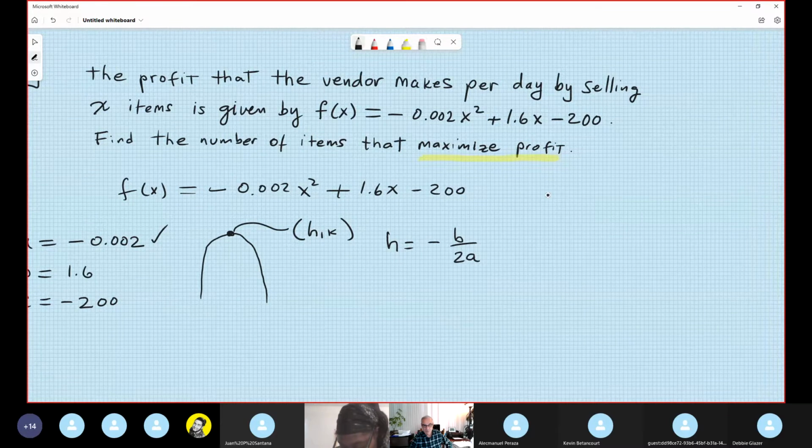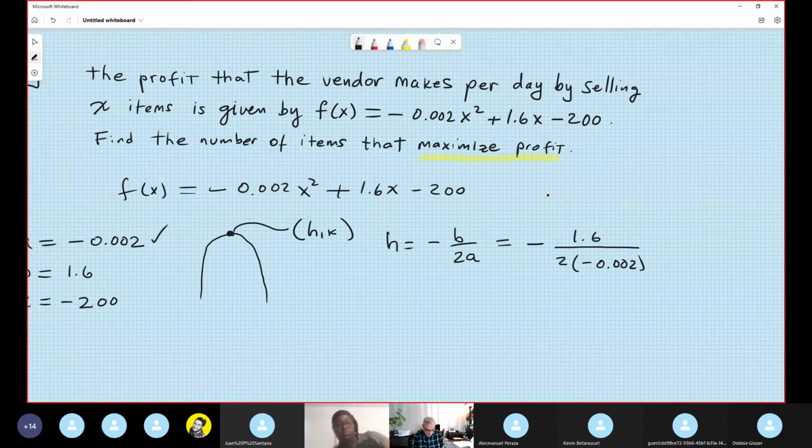Okay, so now, plugging in, minus B is 1.6. Multiplication 2 times A is negative 0.002. Be careful, we have double negative. Negative of the formula and negative of the A. And it makes sense because negative H has no sense in the word problem, because who is H? H represents the X value, and the X value is the items this guy is selling.